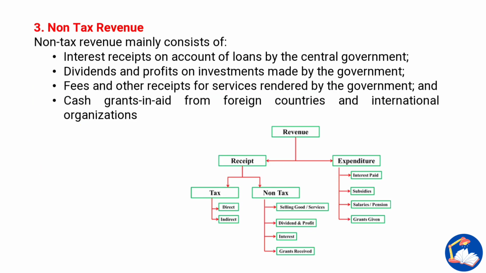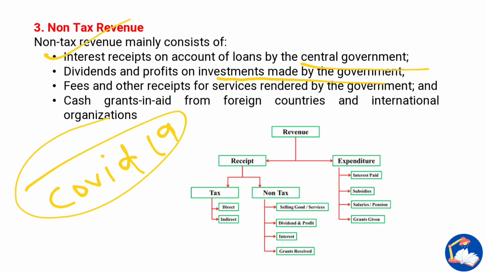Third is non-tax revenue. What is non-tax revenue? It consists of interest receipts on accounts of loans by the central government, dividends and profits on the investments made by the government. We have seen in the news that when COVID-19 hit India, government told the oil marketing companies to increase the dividend so that government can earn a large amount of money from the dividend income. So that comes under non-tax revenue. Also fees and other receipts for services rendered by the government and cash grant aid from foreign countries and international organizations.